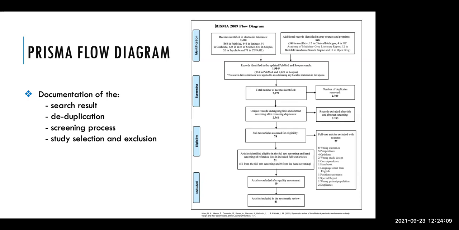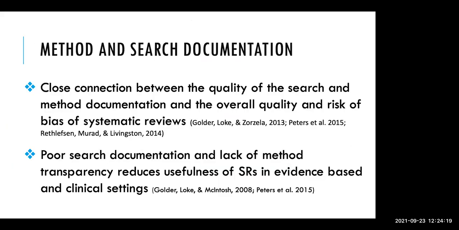But if you have a very broad question, again, more papers will match your pre-specified inclusion-exclusion criteria. So as you see, this is very specific and laid out reporting methods. And there is a close connection between the method and search documentation and the overall risk of bias of systematic reviews. And when it comes to search specifically, poor search documentation and lack of method transparency reduce the usefulness of systematic reviews in evidence-based and clinical settings.